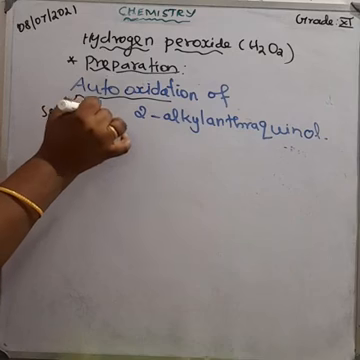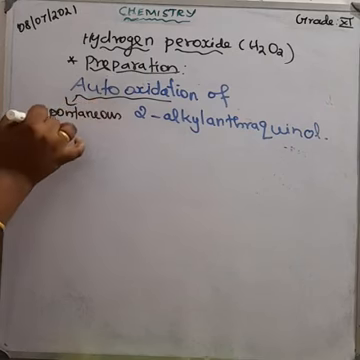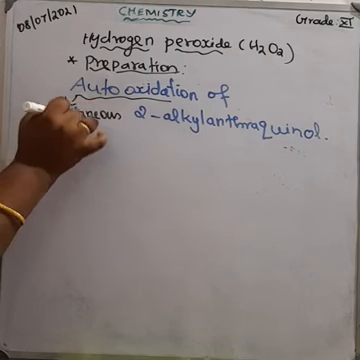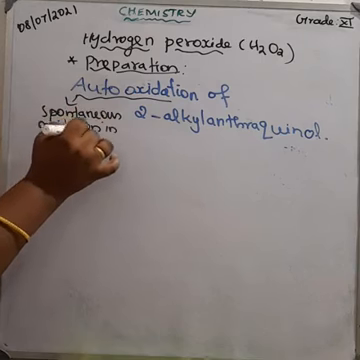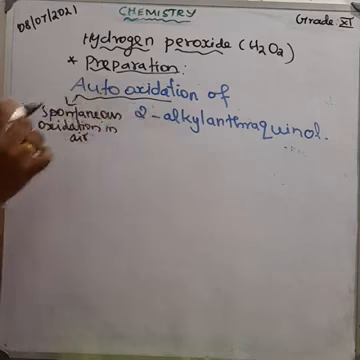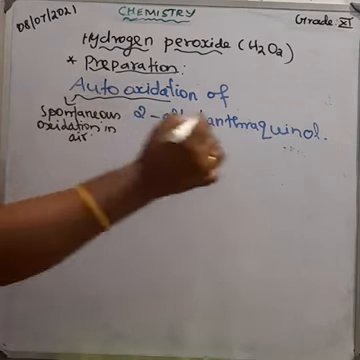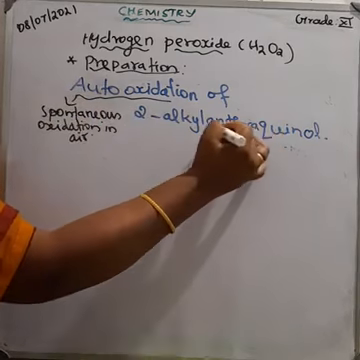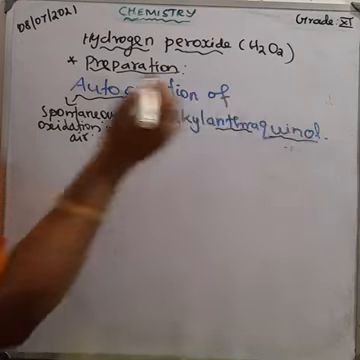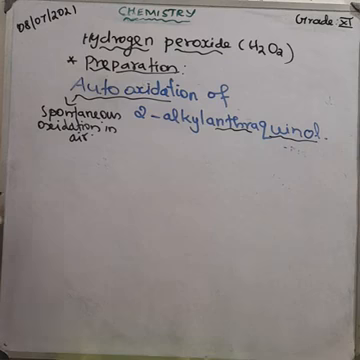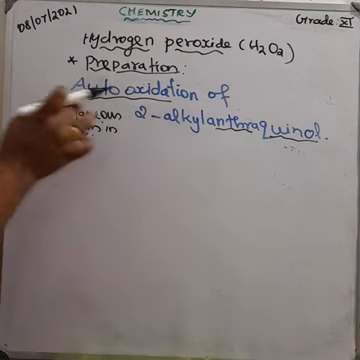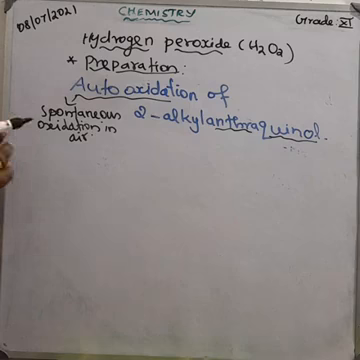So how can you prepare hydrogen peroxide on an industrial scale? Auto-oxidation of 2-alkyl anthraquinol. Anthraquinol is one of the compounds. How can you write the anthraquinol formula? Anthraquinol we get from the hydrolysis of anthraquinone. How will you get the anthraquinol?